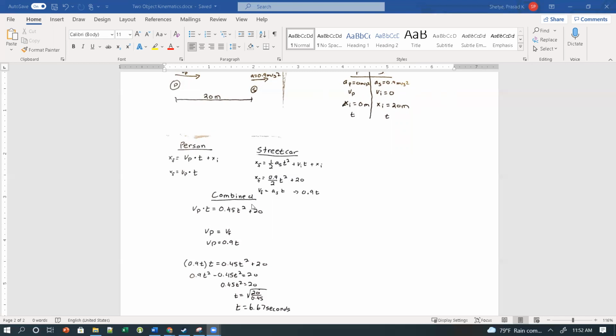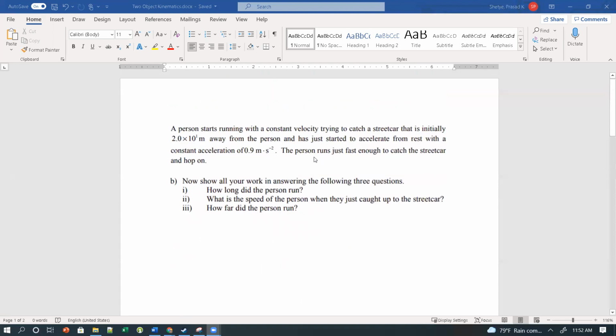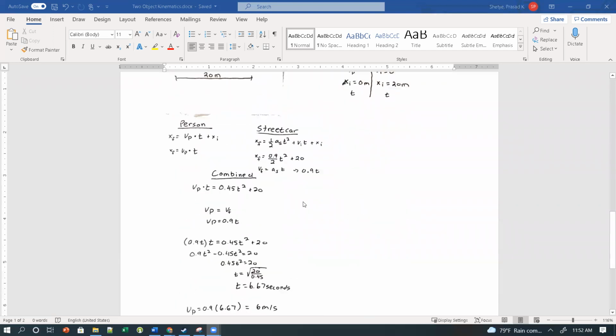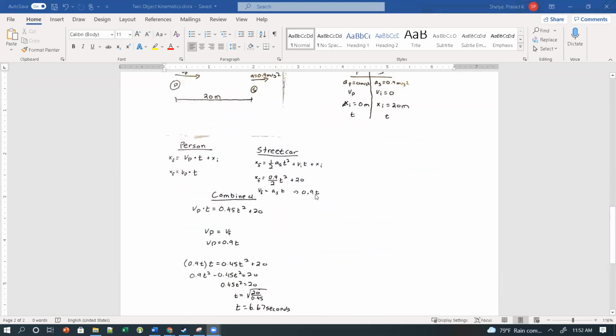So now I can look back to the problem. We know that the person runs just fast enough to reach the streetcar. So if the person is running just fast enough to catch the streetcar, that means that at the last second, the person is running at the same velocity as the streetcar. So we know the final velocity of the streetcar is 0.9 t. So we can write the equation that velocity of the person equals velocity final of the streetcar. So in the end, we get the velocity of the person equals 0.9 times the time.